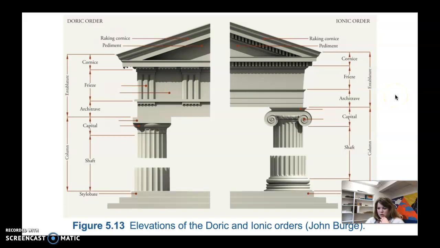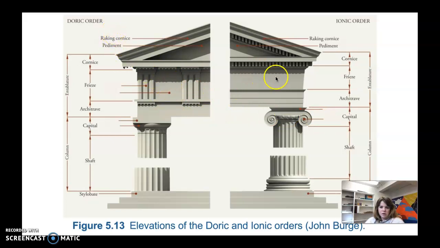In the Ionic order, the architrave is divided into 3 horizontal bands. So you can see it's a little different than the Doric. And the Doric order tends to divide the frieze into triglyphs and metopes. So I believe this is the triglyph and this is the metope. For some reason that's not in this slide. And that's where they would put some of their sculpture decoration, in the metopes of the Doric order.